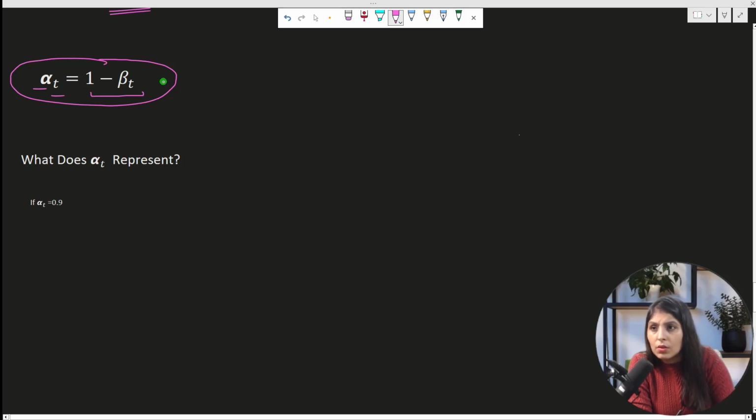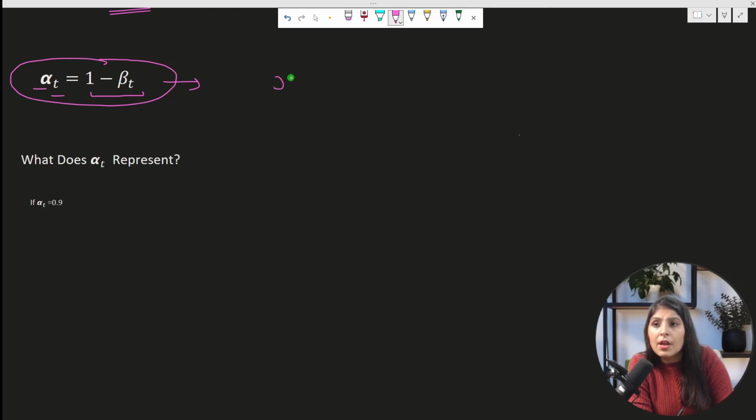So this alpha t represents how much of x t minus 1, means the image at the previous step, is carried to x t, the image at the current time step. Okay, so how much of the image from the previous time step is carried to the current time step. This is what alpha t represents.